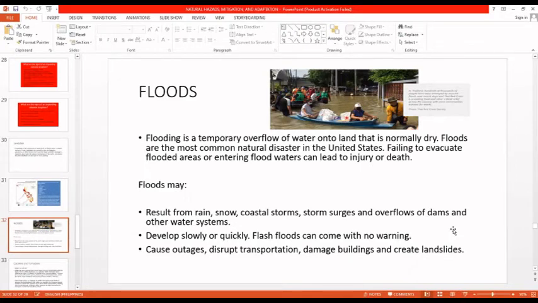So floods may result from rain, snow, coastal storms, storm surge, and overflow of dams and other water systems. Floods may develop slowly or quickly. With a flash flood, there is no warning. Nobody can tell you, okay, later at 2 o'clock there will be a flash flood. There's nothing like that, no?